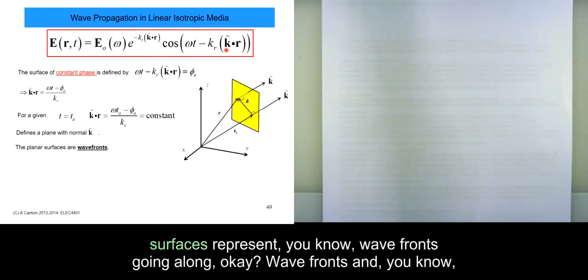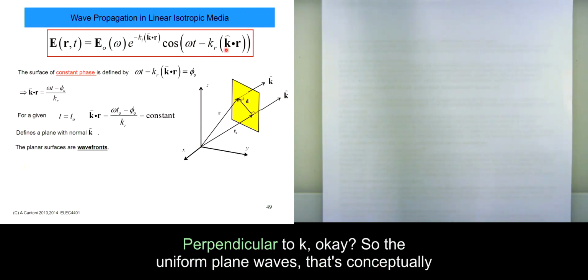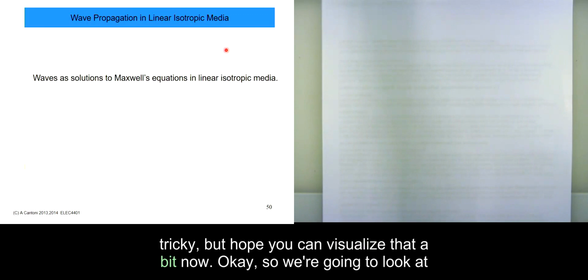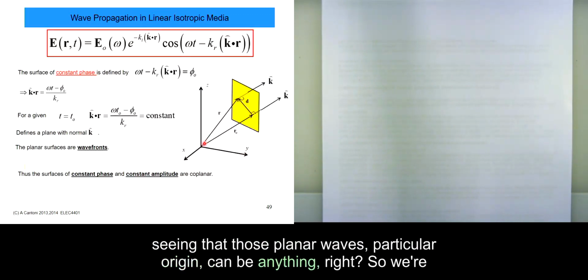So these planar surfaces represent wave fronts going along, and the amplitude and the phase of that wave are constant over that plane, perpendicular to k. So it's called a uniform plane wave. That's conceptually tricky, but I hope you can visualise that a bit now. Next we're going to look at those planar waves, whose particular origin can be anything. So we're looking at r.